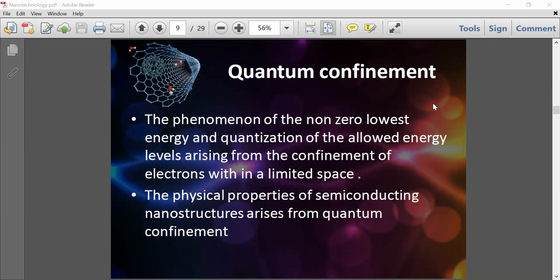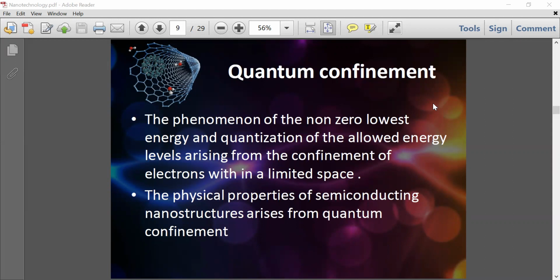And the next is quantum confinement. The phenomenon of the non-zero lowest energy and quantization of the allowed energy levels arising from the confinement of electrons within a limited space. The physical properties of semiconducting nanostructures arise from quantum confinement.